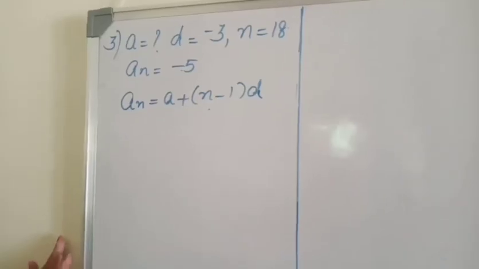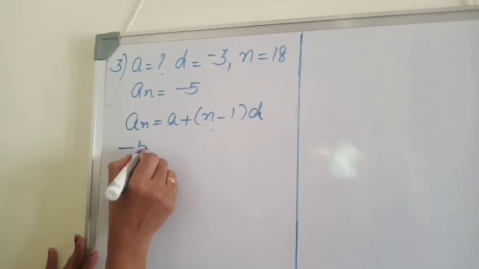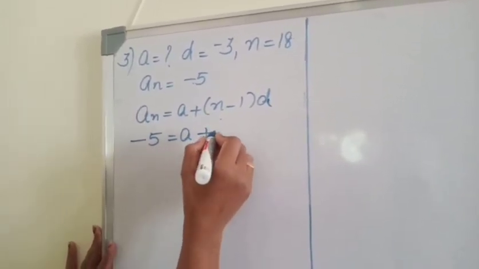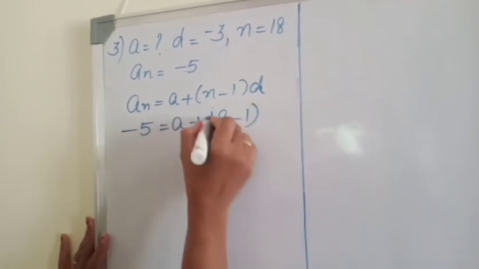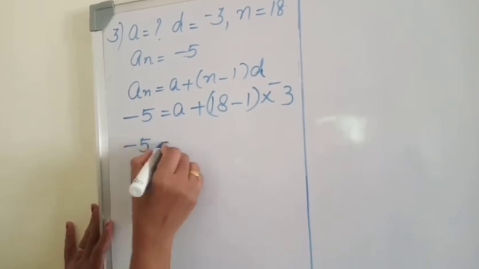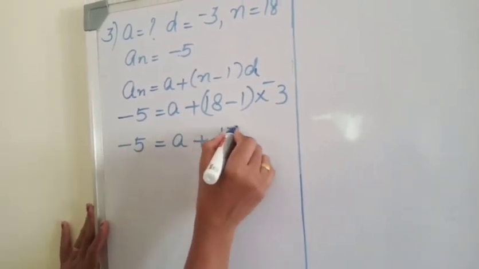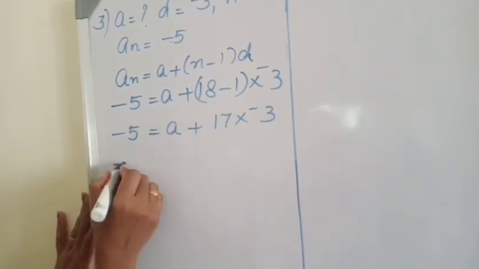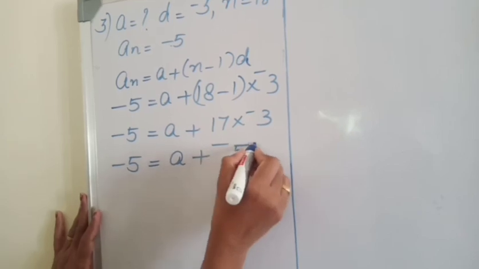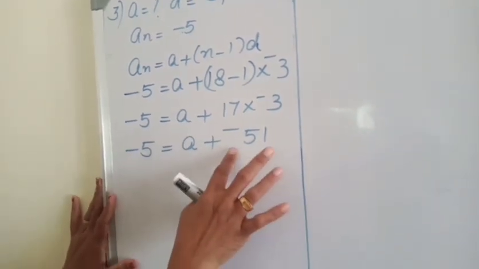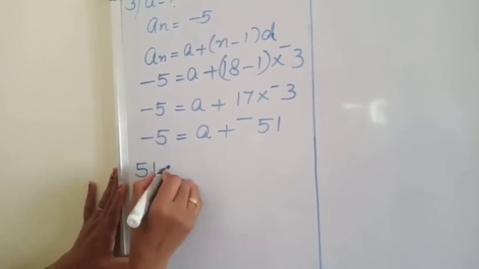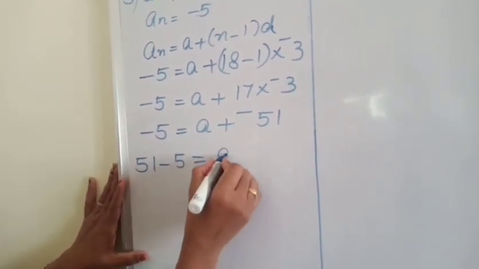AN is minus 5. A is A plus 18 minus 1 into D, D is minus 3. Minus 5 equals A plus 17 into minus 3. Minus 5 equals A plus minus 51. Minus 51, you have to take it to the left side so that it will become plus 51. Already minus 5 is there, equals A.